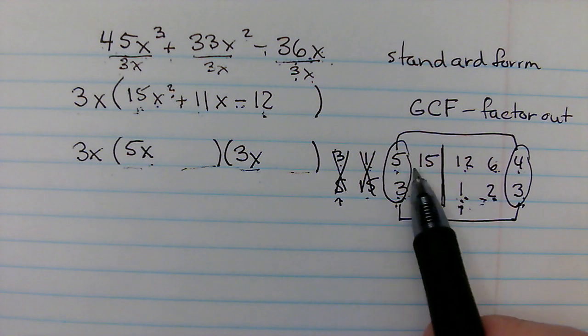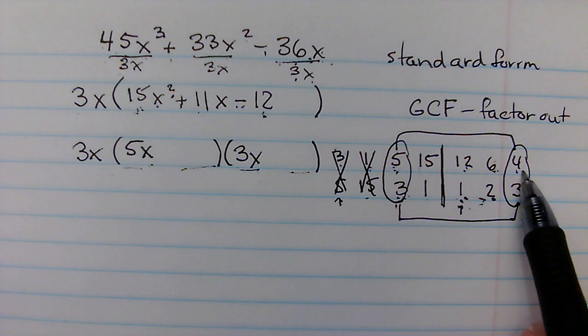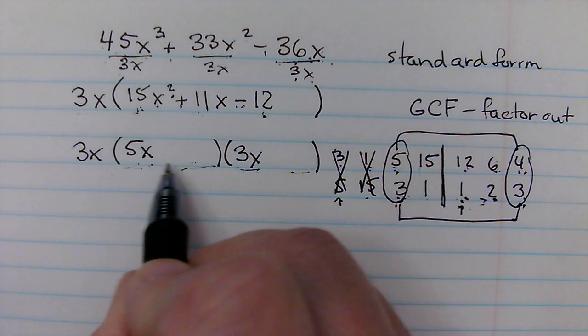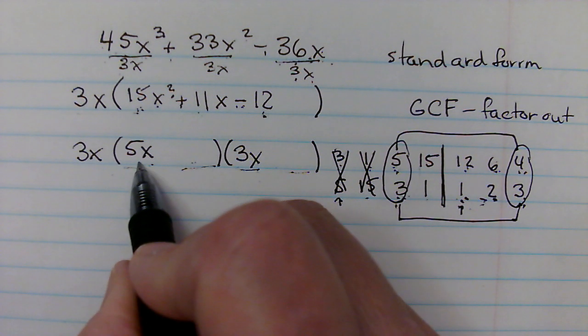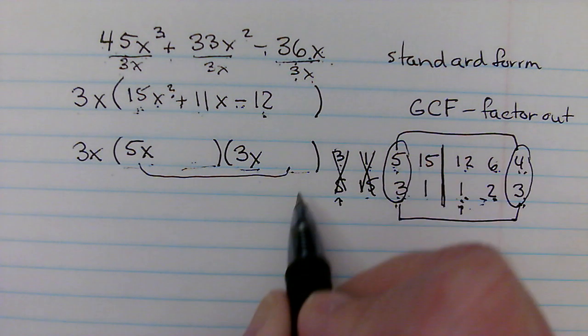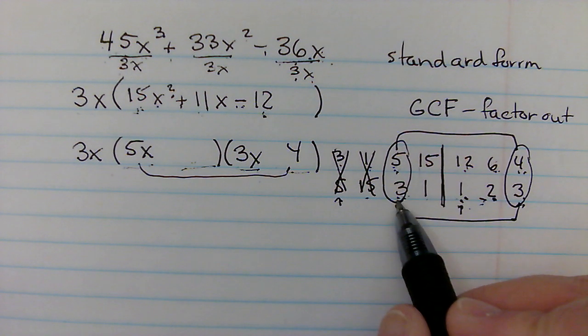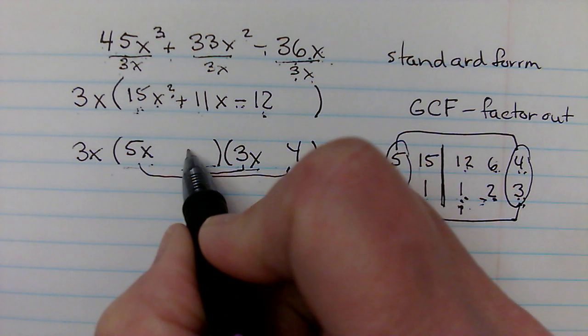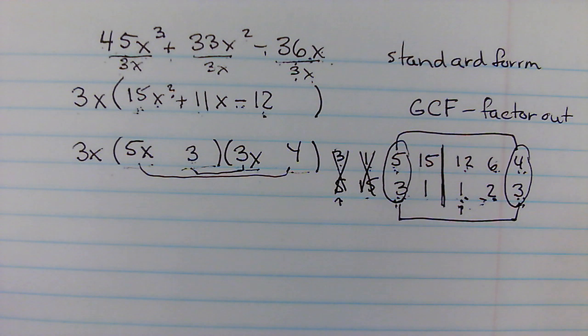In the pairing that I found, the 5 was multiplied by the 4. So that means the 4 can't be in the same parentheses with the 5 because those wouldn't be multiplied. The 4 would have to go in the other parentheses. And the 3 was multiplied by the 3, so the 3 has to go in the same parentheses with the 5.